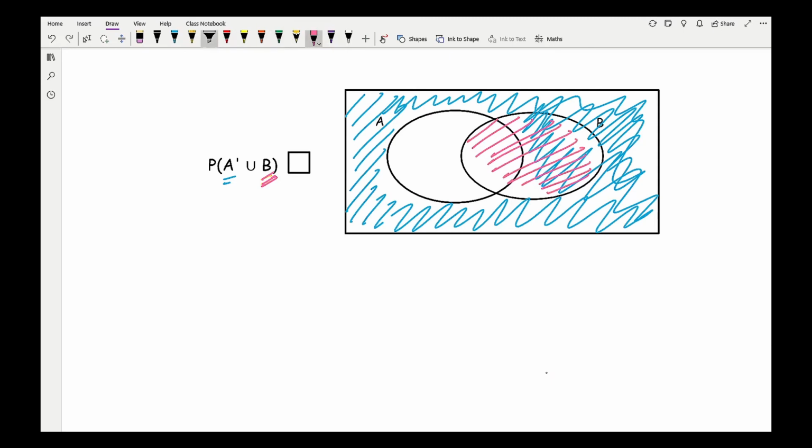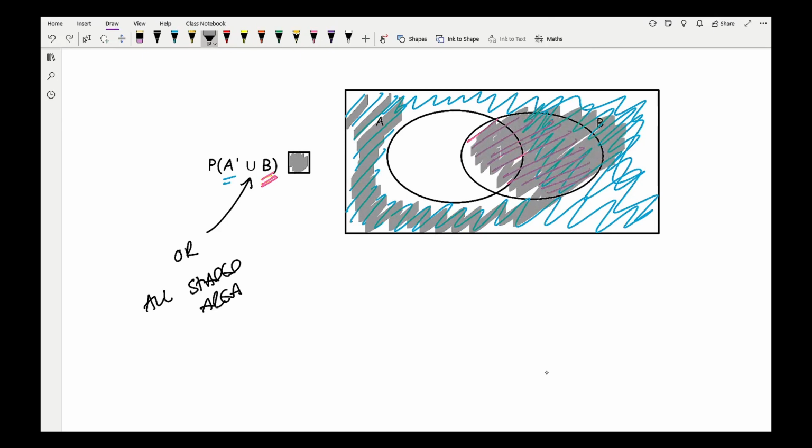Now because this is an or, I want all shaded areas. So it doesn't matter whether it's got one colour or two colours, I just want them all. If it's coloured in, I want it. Okay, and that's what this represents. So the area which is going to be not A or B, which I'll highlight in there, is going to be everything that has been coloured in.